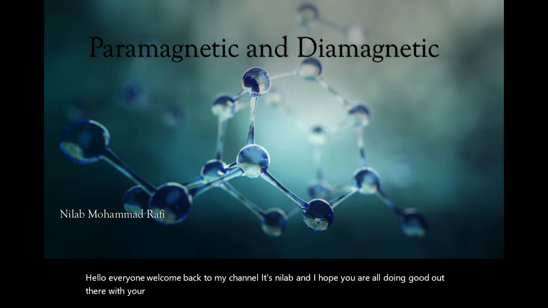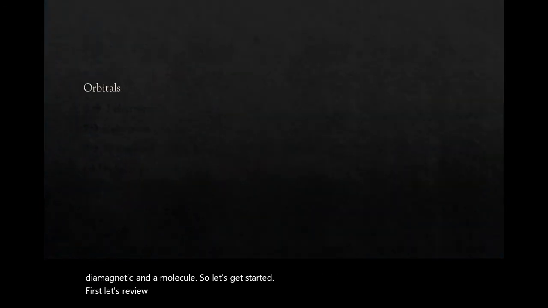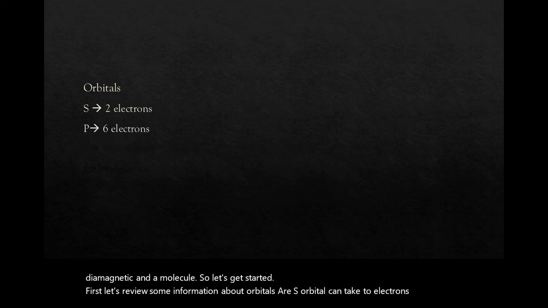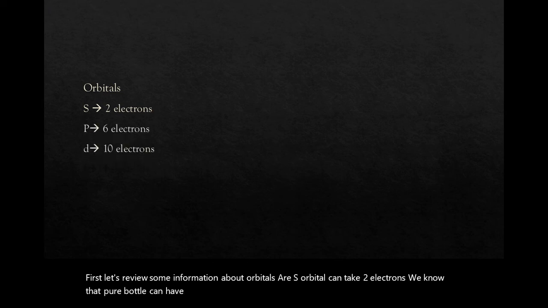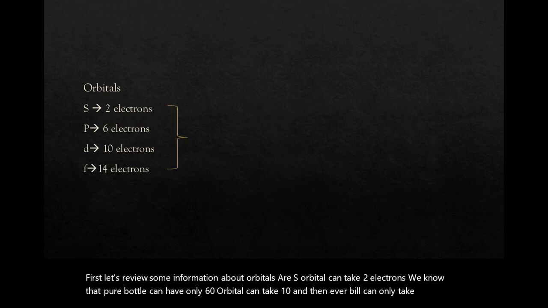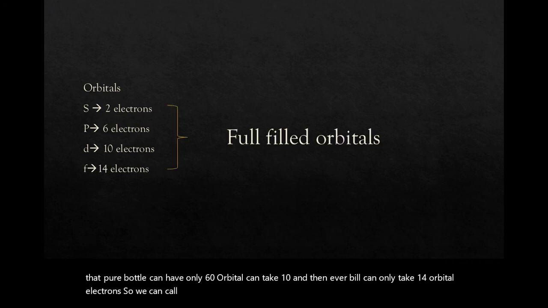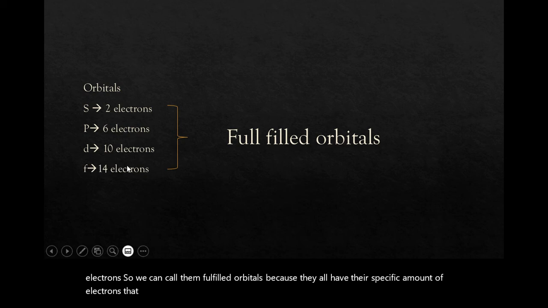So in this video we're going to talk about paramagnetic and diamagnetic in a molecule. So let's get started. First, let's review some information about orbitals. Our s orbital can take 2 electrons. We know that p orbital can have only 6, d orbital can take 10, and then f orbital can only take 14 electrons. So we can call them full-filled orbitals because they all have the specific amount of electrons that they need to be filled in their subshells, in their shells.